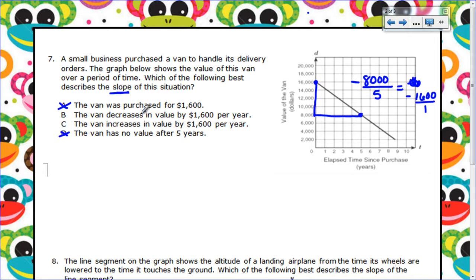Well, B says it decreases in value and C says it increases in value. We just talked about the fact this graph is decreasing, so it has to be B. And if you read it, it says the van decreases in value by $1,600 per year. That's what this means. The negative means it decreases by $1,600 every year.